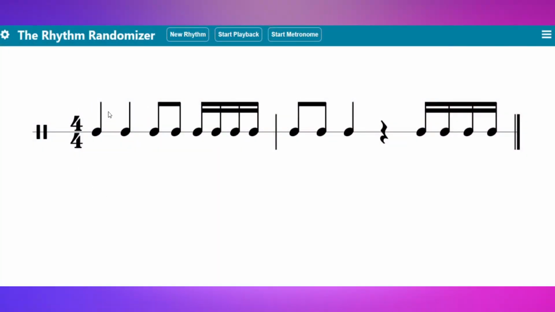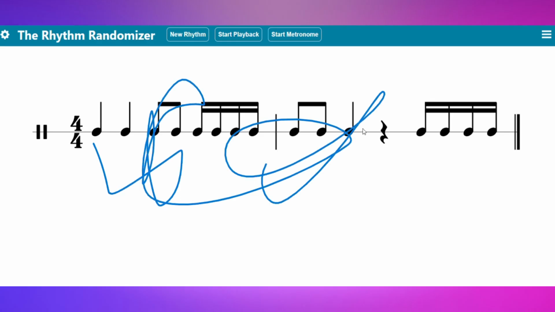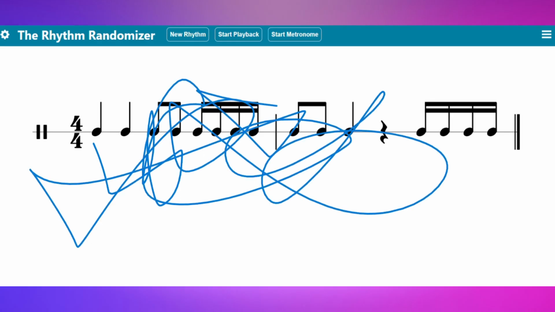Today we're going to go back to an old video idea that I haven't done for a while, which is using rhythmrandomizer.com and training some rhythms out. Today I've got it set so that I can draw on this a little bit so we can talk about all the rhythms here and how they function and how they work together.